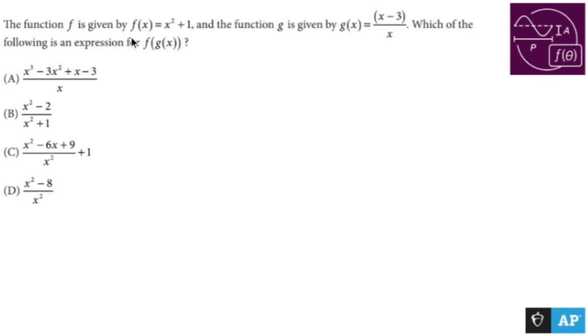The function f is given by f of x equals x squared plus 1, and the function g is given by g of x equals x minus 3 over x. Which of the following expressions is f of g of x?